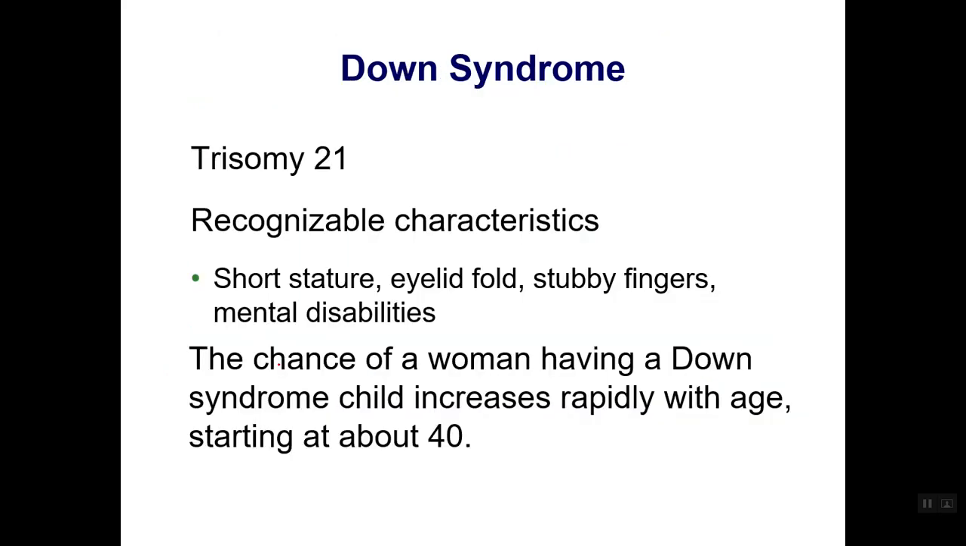Okay, and so we mentioned Down syndrome already, where it is a trisomy of the 21st chromosome. There are some recognizable characteristics that are telltale signs of Down syndrome. Typically, they're going to have a short stature. They have this eyelid fold. Their fingers are relatively short, and they're typically going to have some mental disabilities that can range in severity. But the chance of a woman having a Down syndrome child increases rapidly with age, starting at about 40.